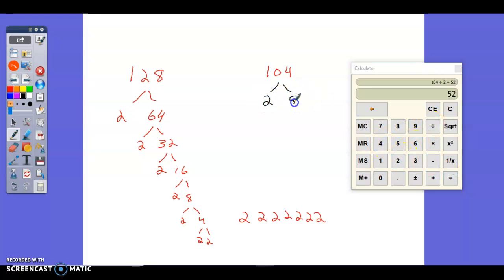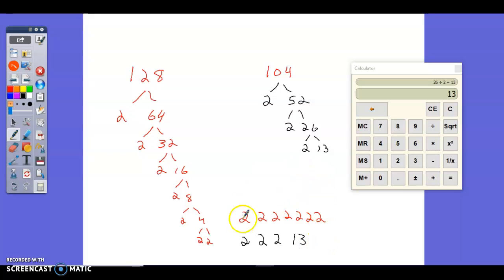52. 2 and 52. Divide that by 2. 26. Still even, so we can keep going. This is nice. 2 and 13. Now we see that 13 is a prime number. So 104 is 3 2s and a 13.